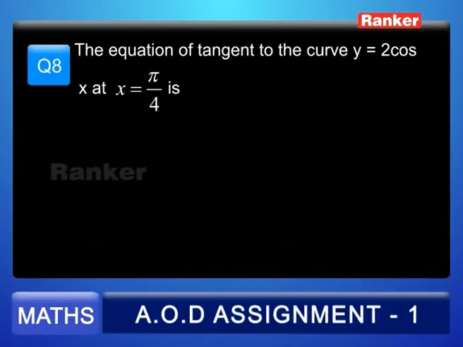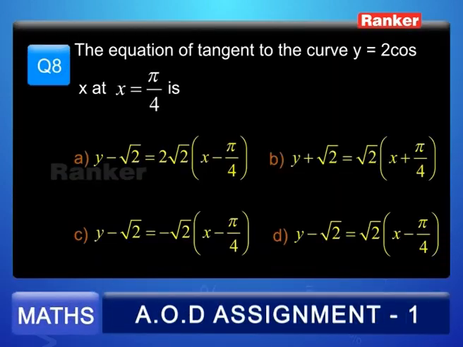Next question. The equation of the tangent to the curve y equal to 2 cos x at x equal to pi by 4 is option A, y minus root 2 equal to 2 root 2 into x minus pi by 4. Option B, y plus root 2 equal to root 2 into x plus pi by 4. Option C, y minus root 2 equal to minus root 2 into x minus pi by 4. And option D, y minus root 2 equal to root 2 into x minus pi by 4.